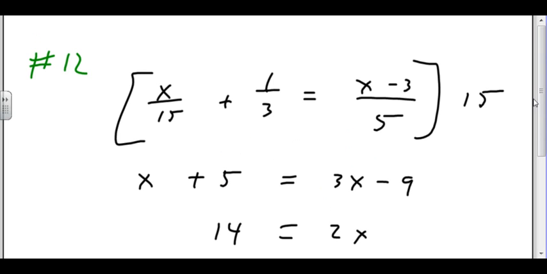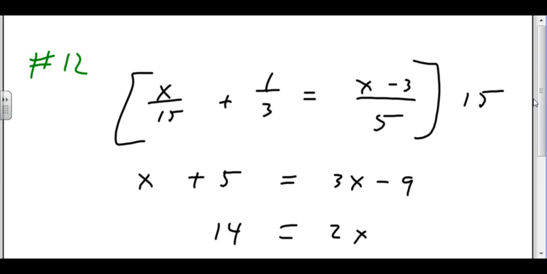Okay, so now I'll go back and check my work. 7 divided by 15 plus 1/3 minus 7 divided by 5 plus 3 divided by 5 equals 0. Now, this is something else. We'll do one more thing here.